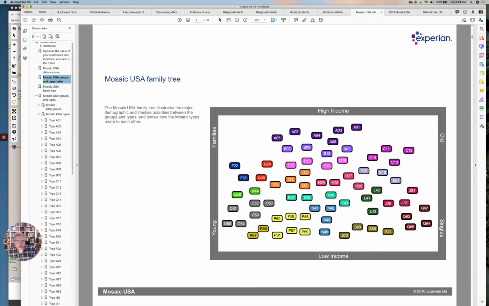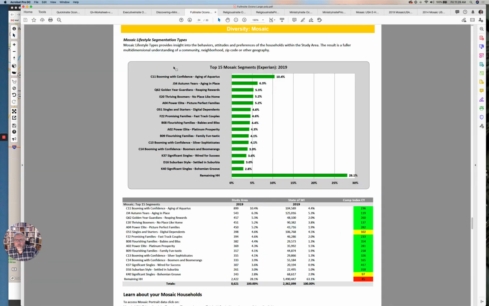Low income versus high income, young families, single and old. So that A04 is going to be listed right here. High income, in between, families and older, but they're not necessarily young singles. The other one that we see listed here is the letter O 51, singles and starters.